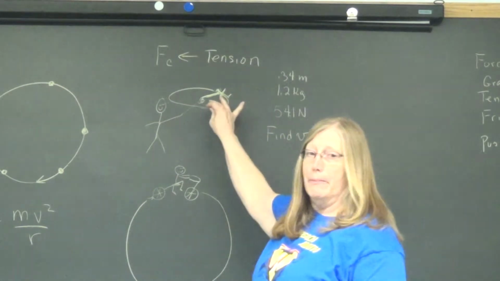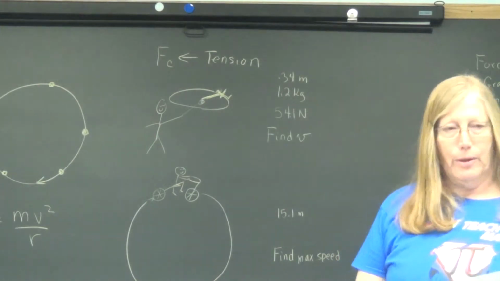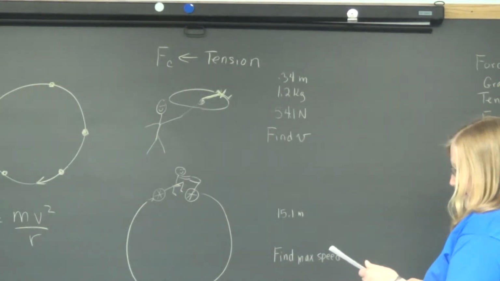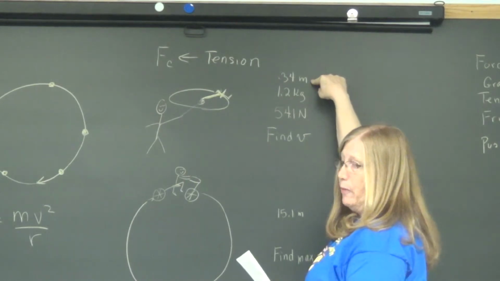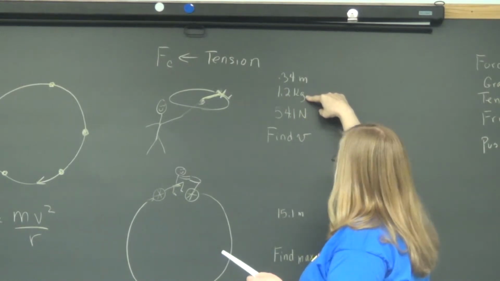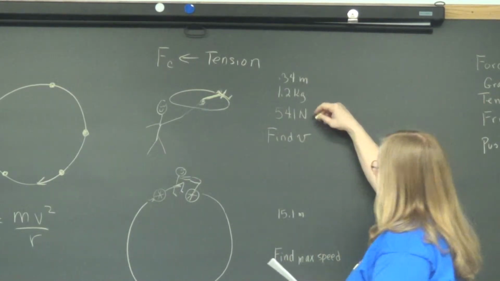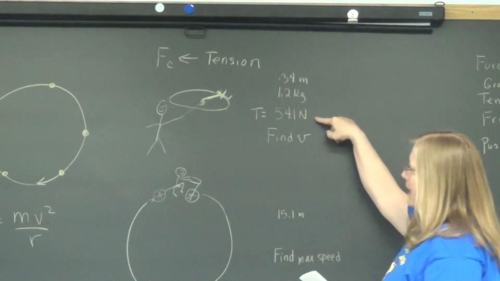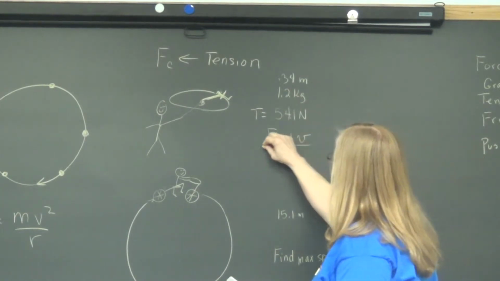So we'll start with a problem like that, and then we'll go to a different force that causes force centripetal. So here's the problem. I have some parameters started. Let's say that the radius of the string is 0.34 meters. So jot that down. The actual toy is 1.2 kilograms. I'm back on Pluto. The force of tension on the string is 54.1 newtons, and I'm asking you to find velocity.